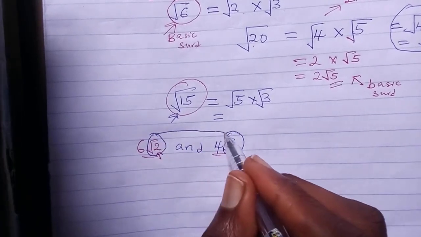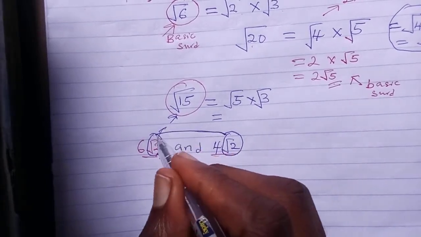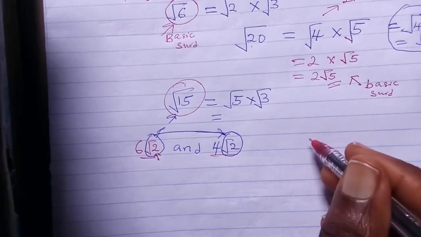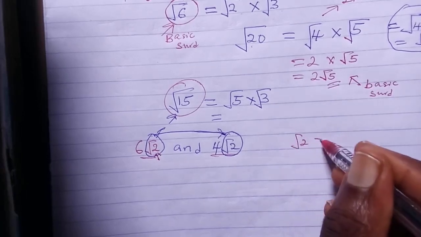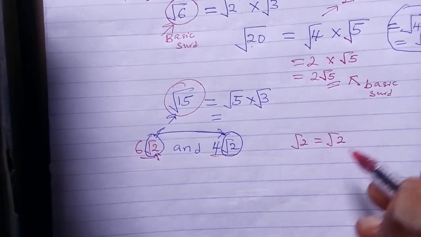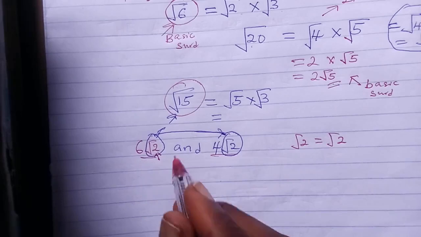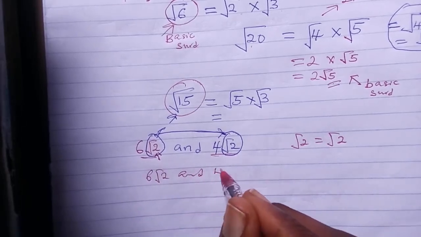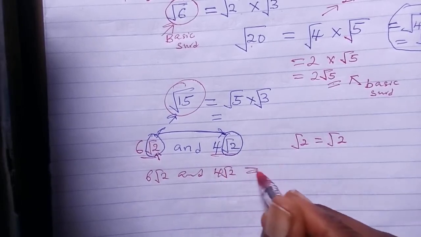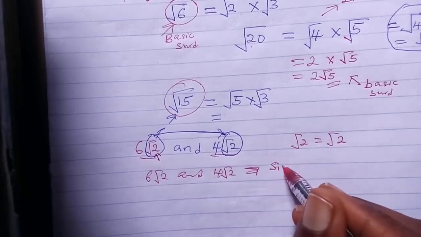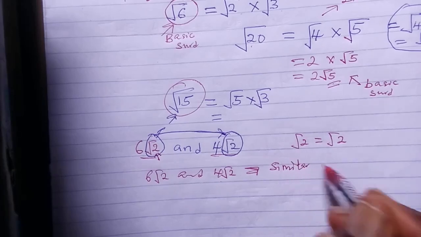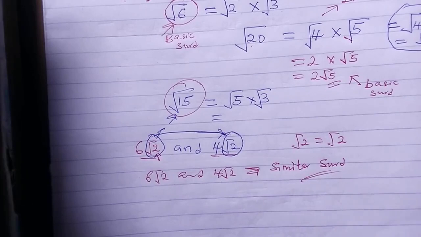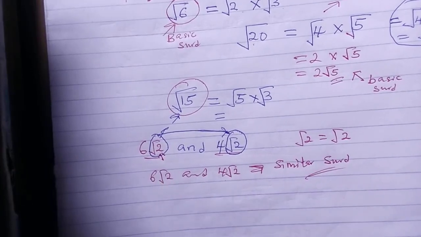Because they are the same, we will say that they are similar surds. Because the irrational part root 2 is equal to root 2, we will say that these two surds, 6 root 2 and 4 root 2, are similar surds. Yes, they're going to be similar surds because the irrational parts are the same.